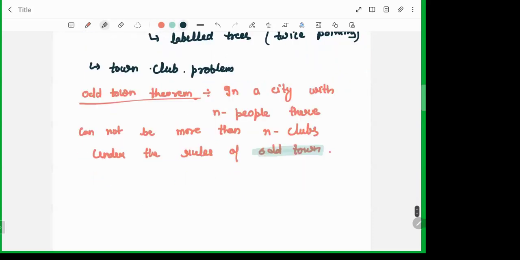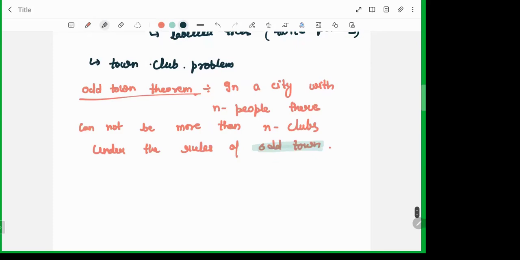The odd town rules: the first rule is that every club has an odd number of members. The second rule is that any two clubs have an even number of common members.